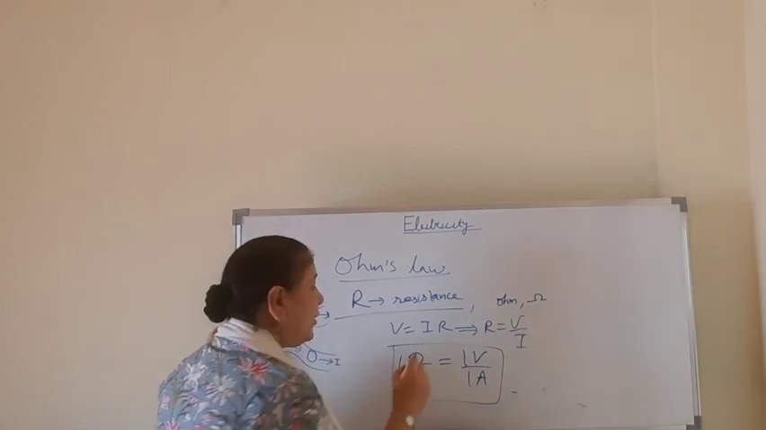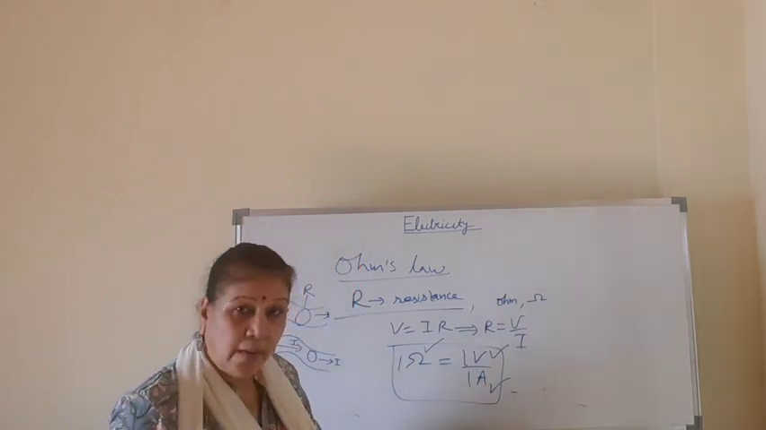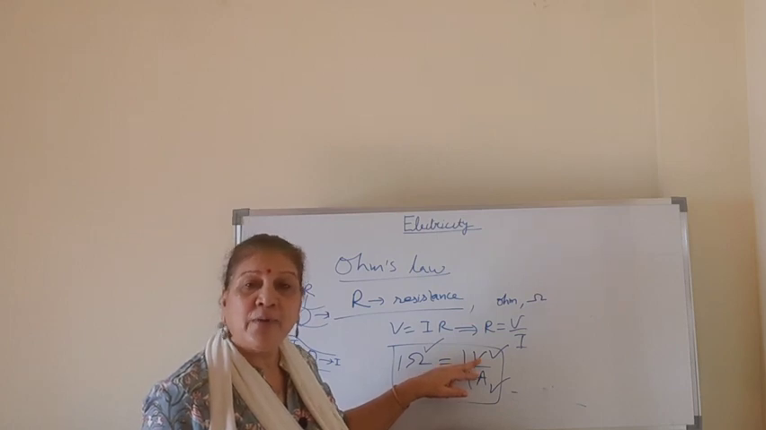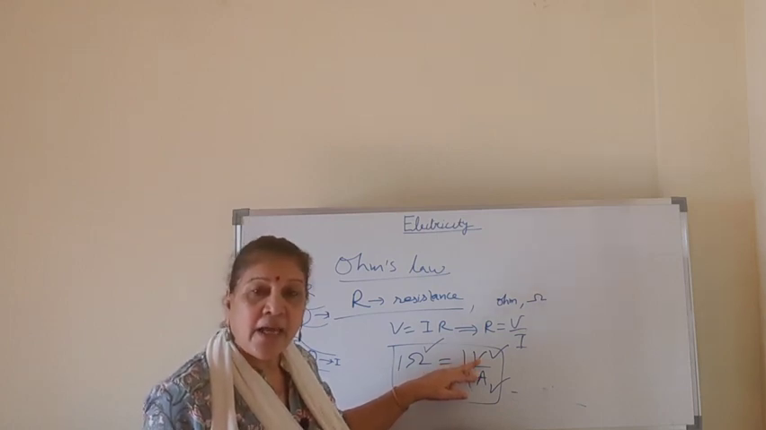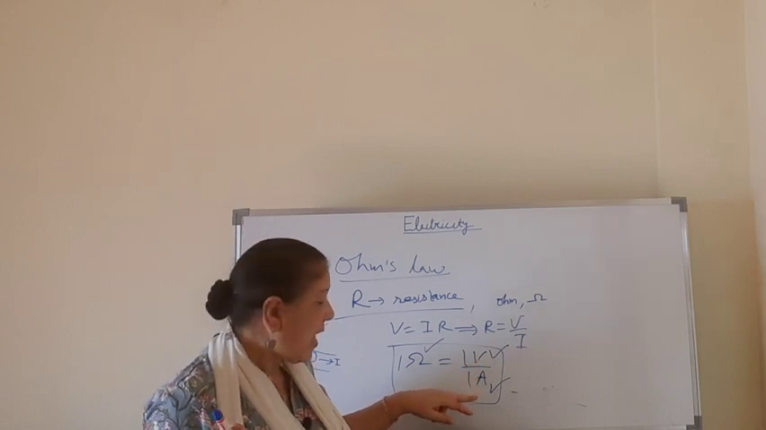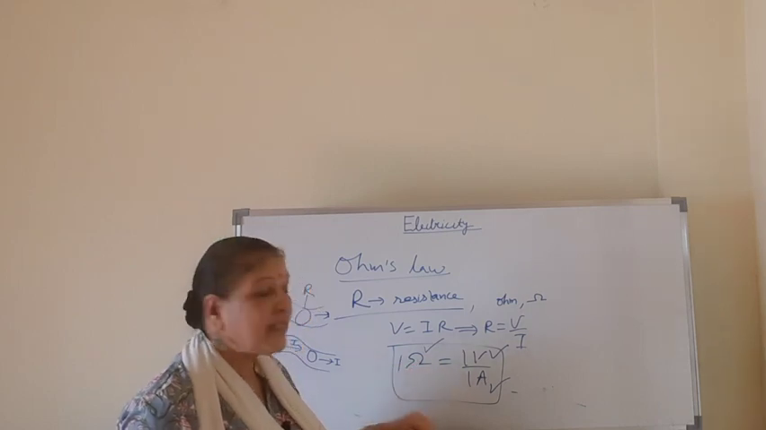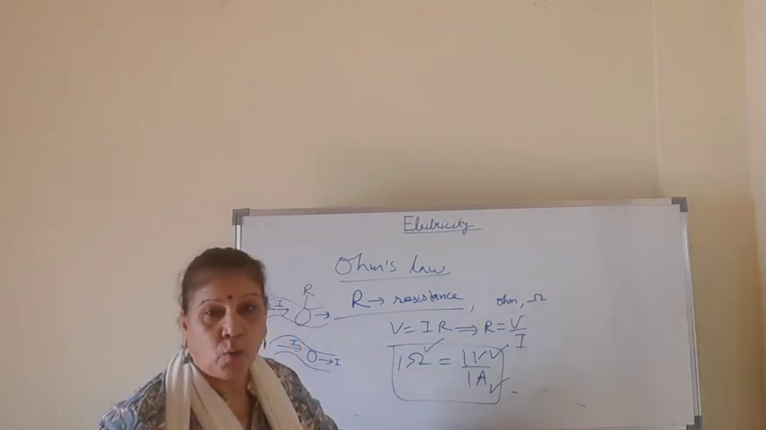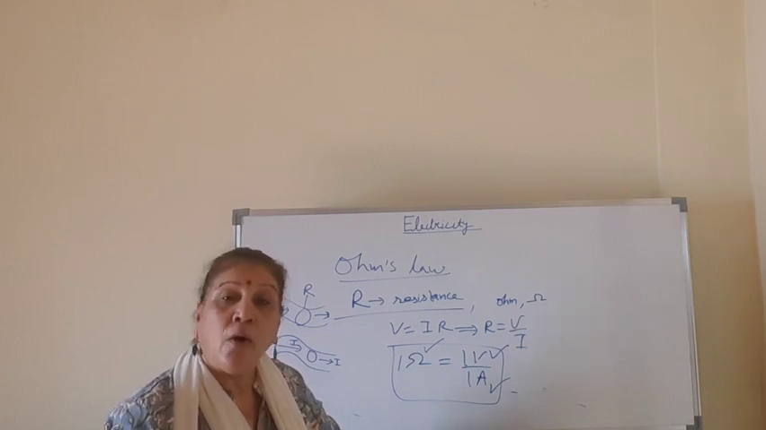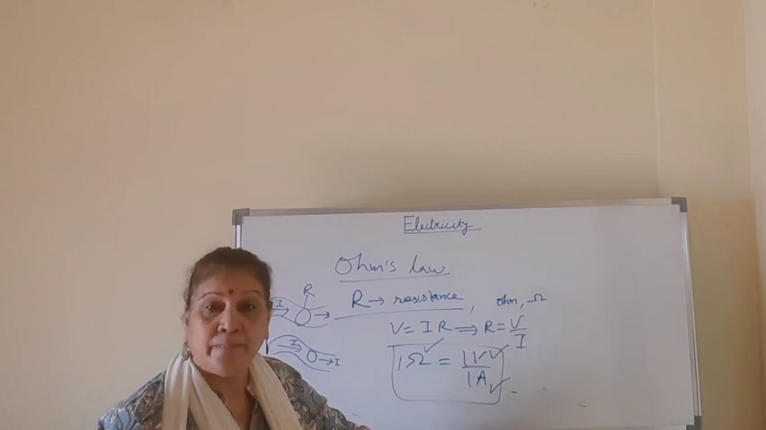Again, all the three things you have to include in your definition. I'm repeating it again. When 1 volt of electric potential difference is maintained through the terminals of a conductor and 1 ampere current is flowing in the circuit, then the resistance is said to be 1 ohm. So this is the unit definition of 1 ohm. The alternate unit of resistance is volt by ampere.